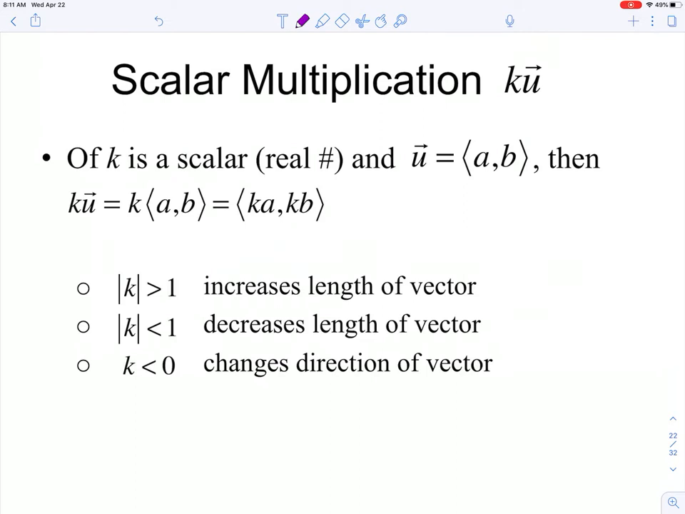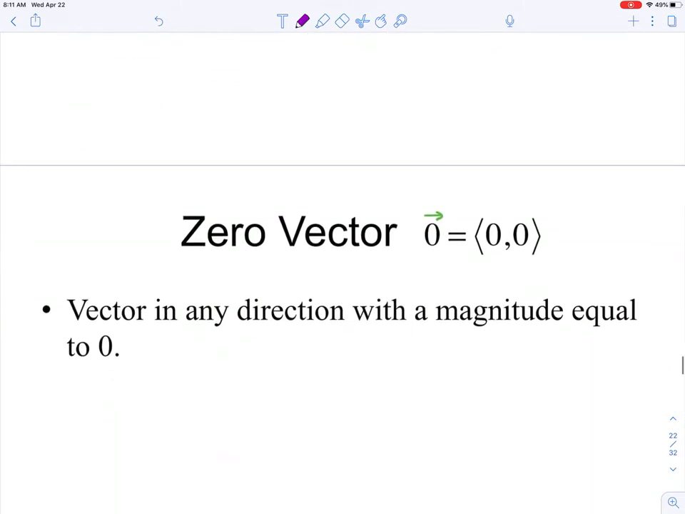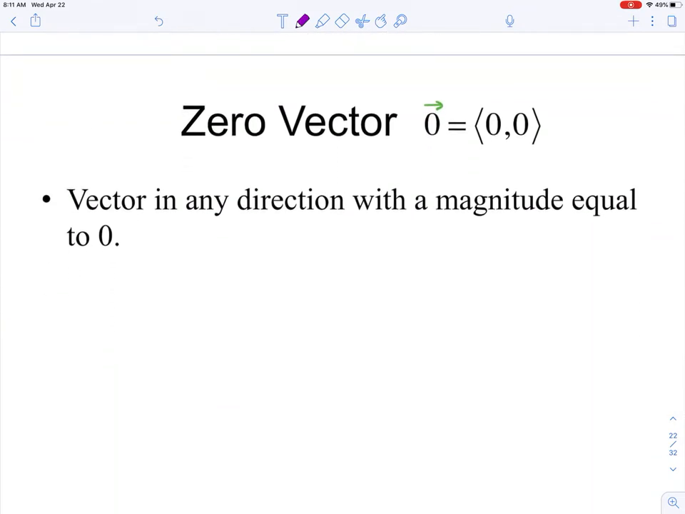Okay, scalar multiplication. Remember, a scalar is just a real number, and if we multiply a vector by a scalar, if you know the vector in standard position, you can just multiply the horizontal and vertical components by that scalar. If the absolute value of the scalar is greater than 1, it's going to end up increasing the length of the vector. If the absolute value of the scalar is less than 1, like 1/2, it would end up decreasing the length of the vector. And if the scalar is negative, less than 0, then it's going to actually change the direction of the vector.